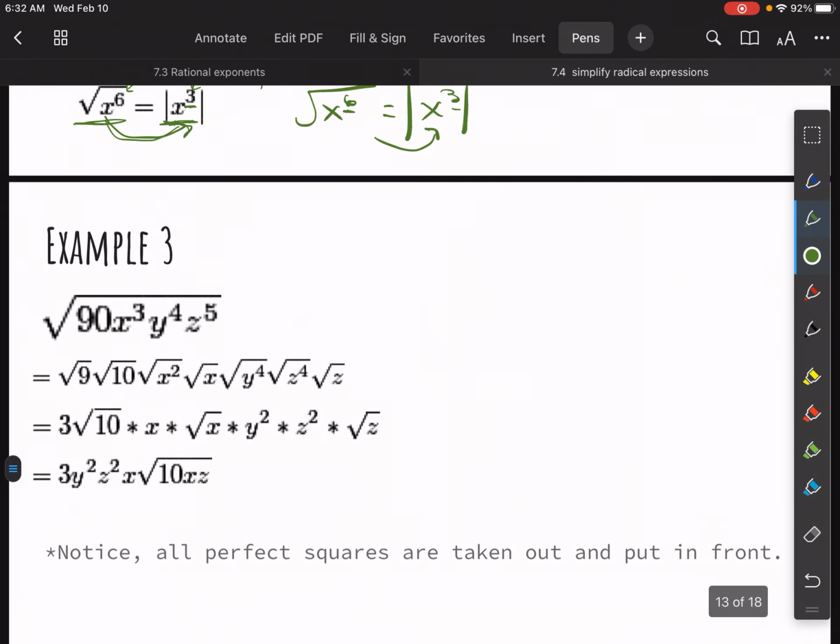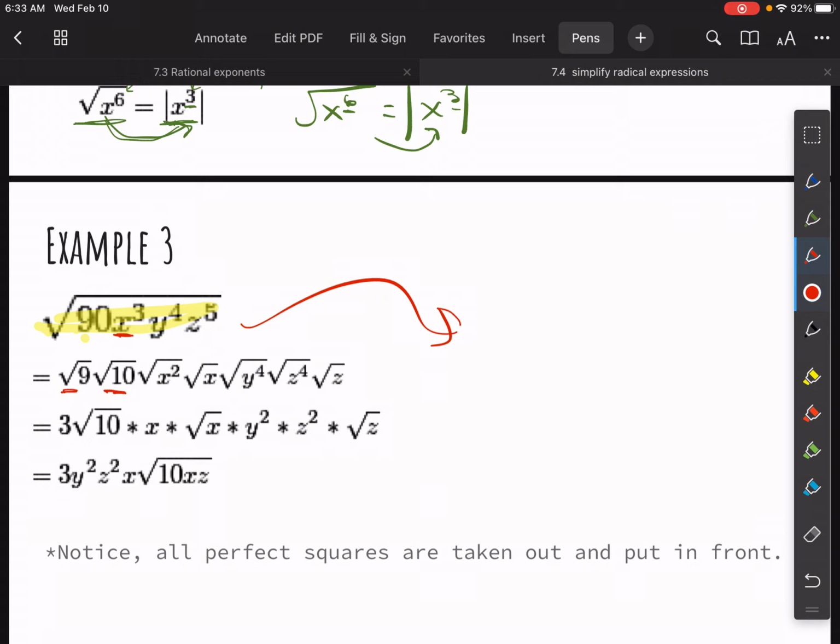For example 3, I don't know why I did this out already, but here we go. We're looking at this guy. I'll do it again over here. We're going to break each of these pieces up into their perfect squares. Okay, so 90 can be broken up into the square root of 9, which is a perfect square, times the square root of 10.